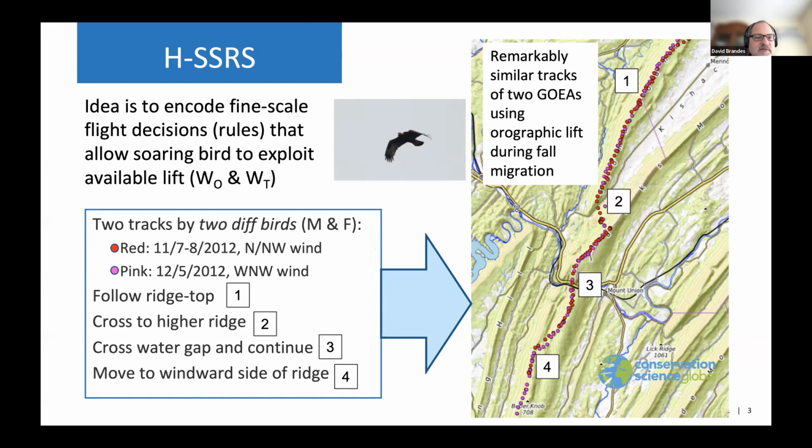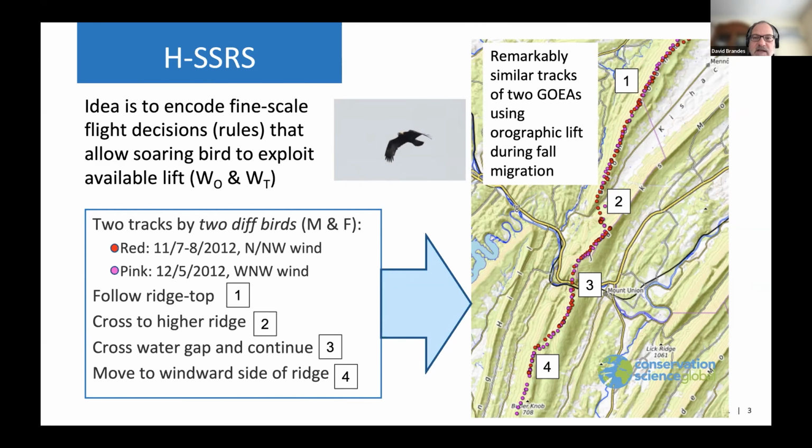When we see stereotyped behavior like this, I think it lends credence to the notion that we might be able to come up with a way to simulate this. Certainly, eagle flight behavior is complex. There's a lot going on there, and we can't simulate all the fine details of all the decisions that they're making on the fly, but I think we can do some of that.